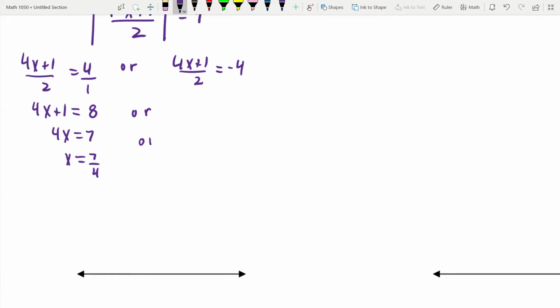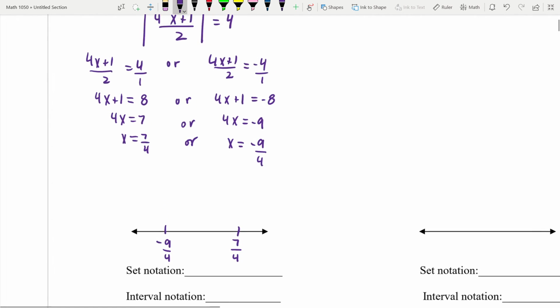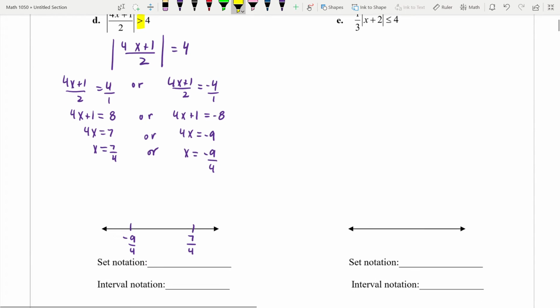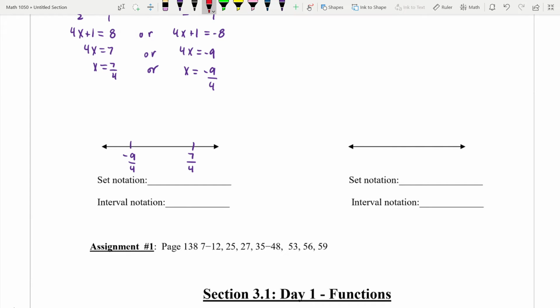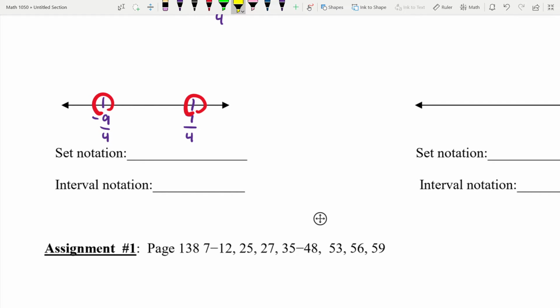Then put an or. Cross multiply this guy. You get 4x plus 1 equals negative 8. The 1 comes over and becomes a negative. 4x equals negative 9. Divide, x equals negative 9 over 4. Go to your number line. The negative 9/4 is on the left. The 7/4 is on the right. To determine if it's inside, outside, and my circles, I look at that. I look at where it's alone. And I don't have an equal sign, so my circles are going to be open. And my symbol was a greater than. Greater than means far away, so that is outside. So it looks like that.